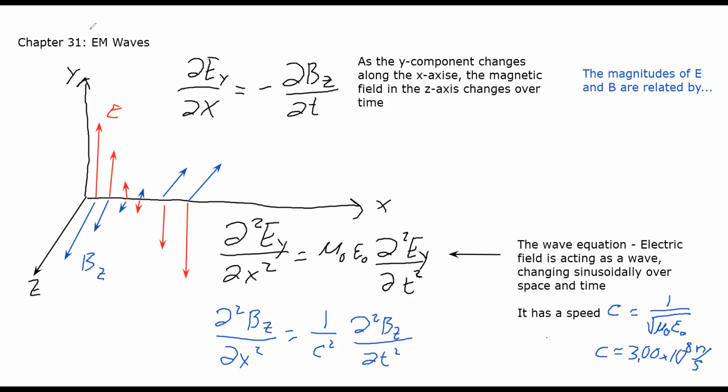Okay, so it turns out if you take the ratio of the electric field over the magnetic field at any time, E over B at any time, that will always give you a constant ratio. And guess what that constant is? Well, it's the speed of light again. C.